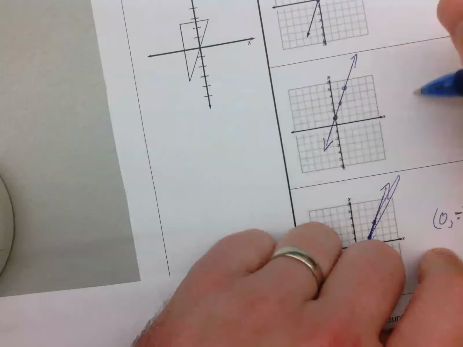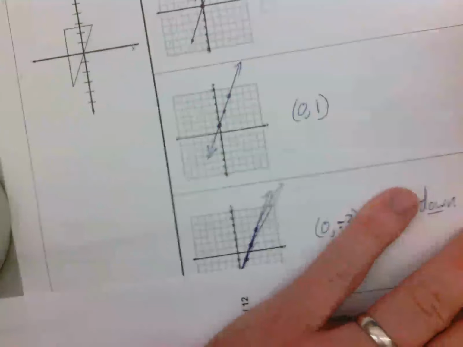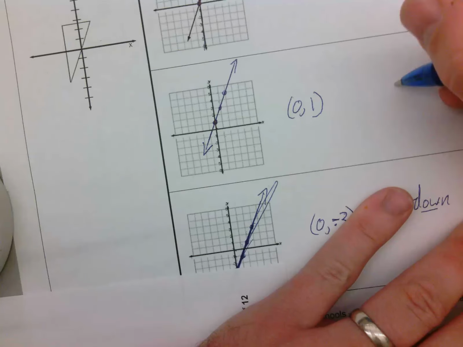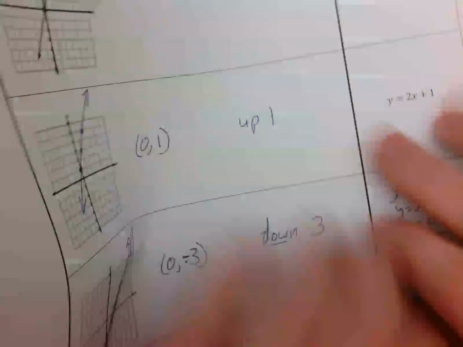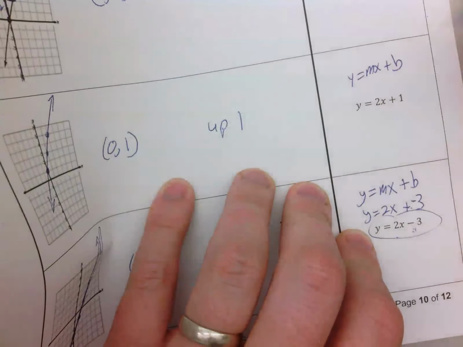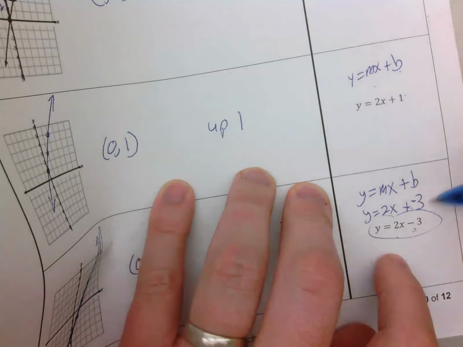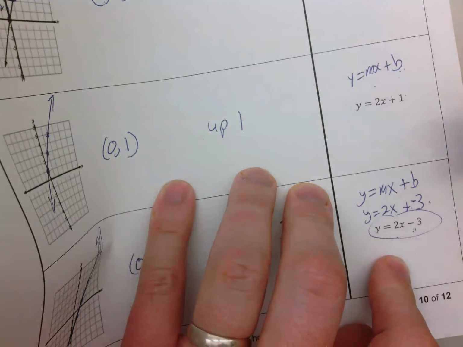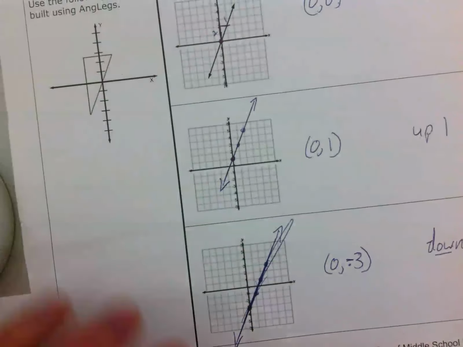Where does it cross the y-axis? At (0, 1). Describe the shift. The other one went down 3, but this one went up 1. Again, we end up with a positive value in the equation. We have y equals mx plus b, where our slope is 2 and our b value is positive 1, so there's no changing of signs because we don't have a negative. And that is the work we're going to work through today.